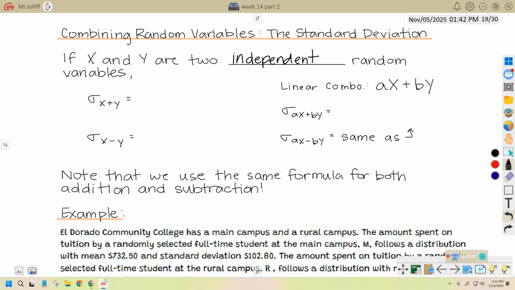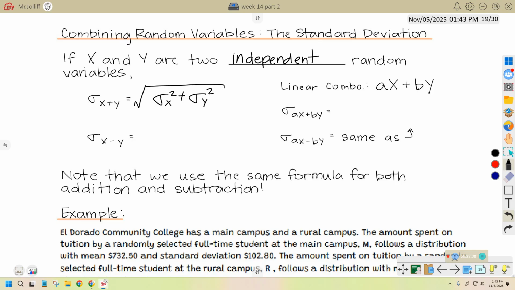If that's true, then the formula for the standard deviation is the square root of the sum of the squares of the original standard deviations. Looks gross, but we've seen it before. We saw it when we did this for a list of quantitative data. It's the same rule. Combining distributions, square root, sum of the squares.